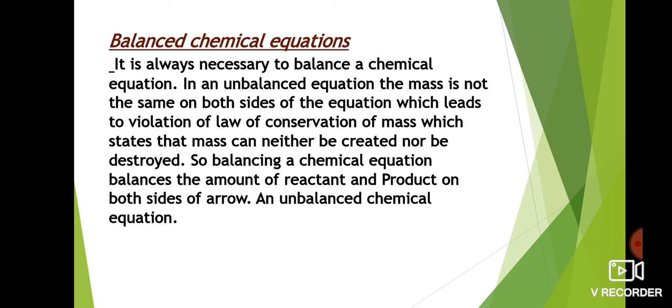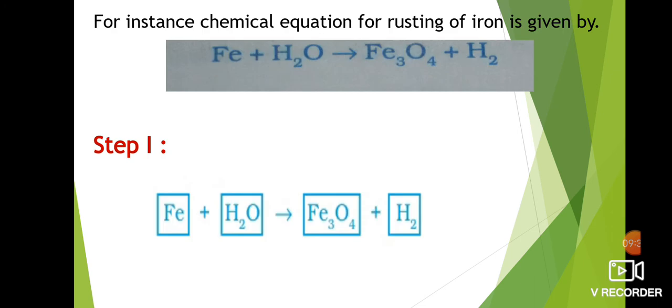An unbalanced chemical equation, for instance, the chemical equation for rusting of iron is given by, okay, the chemical equation for rusting of iron is Fe, means iron, plus H2O, water, gives rise to Fe3O4, means ferric oxide, plus H2. Okay, here this equation is an unbalanced equation. So what do we call this unbalanced equation? Skeletal equation. Understand? The unbalanced equations, we call them skeletal chemical equations.